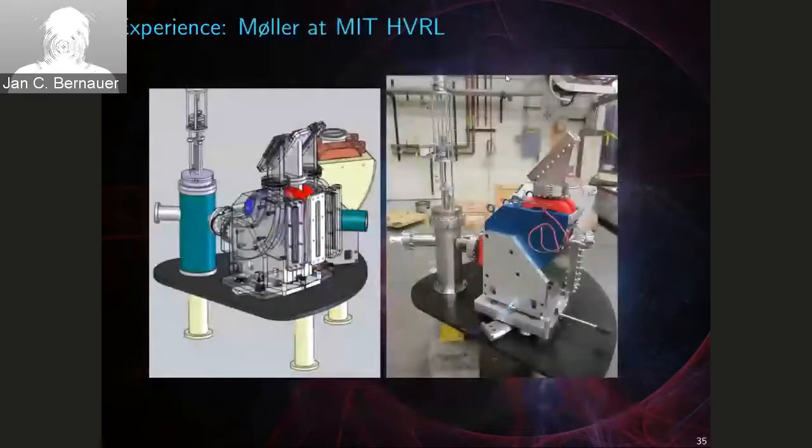We have some experience building these. DarkLight 1B was an experiment, actually run at the MIT HVRL, where we built two small spectrometers. They even had slightly lower energy. We used them at a very messy beam, and you can see we did some things to reduce background.